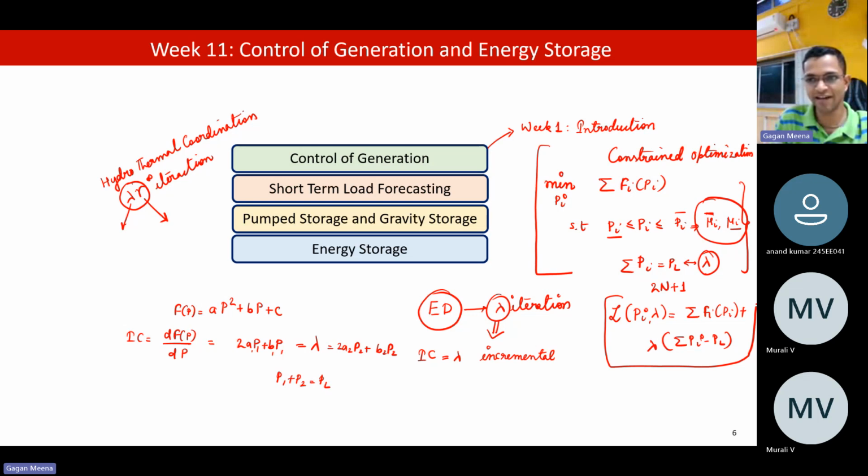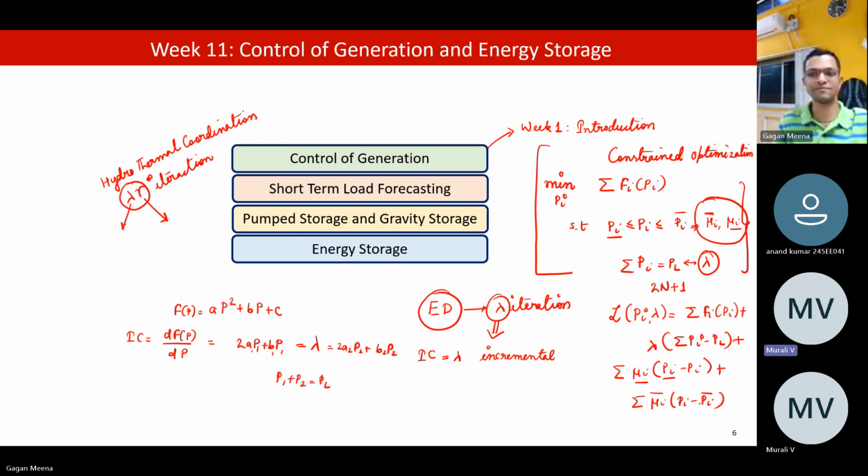Now this becomes a simple unconstrained optimization problem. Now minimize this Lagrangian function with respect to Pi and lambda. If you want to consider the inequality constraints also, then we can include that also. Then here it will be summation of mu I lower bar into Pi minus Pi lower bar plus summation of mu I upper bar into Pi minus Pi upper bar. So this will be the overall Lagrangian function considering equality and inequality constraints.